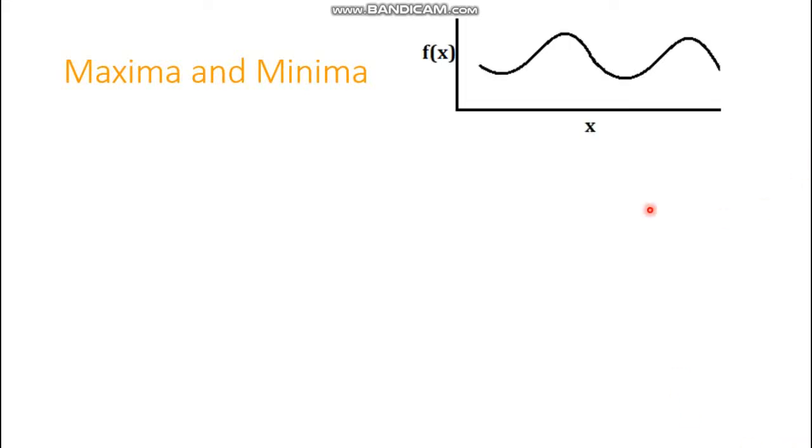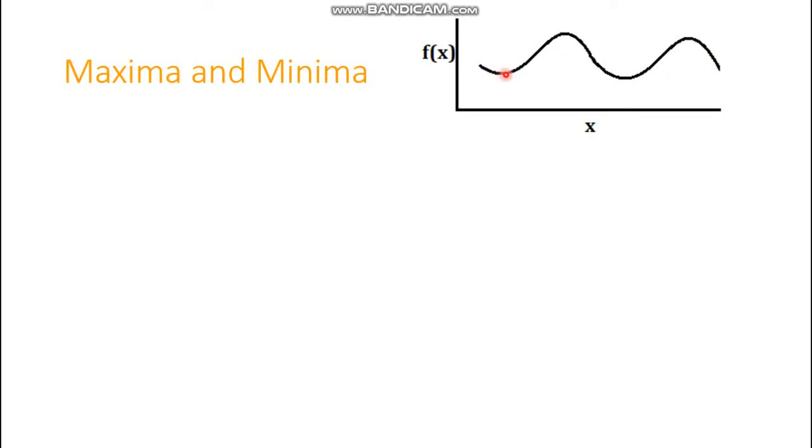Here is a graphical presentation of some function of x against x. Here the value of f(x) is changing with respect to the value of x. So x is the independent variable, whereas f(x) is the dependent variable. Starting from this point, the value of f(x) is decreasing. After moving forward to some extent, it stops decreasing and then again starts increasing, and at this point it stops increasing and then starts decreasing. This way it is moving like a sinusoidal curve.